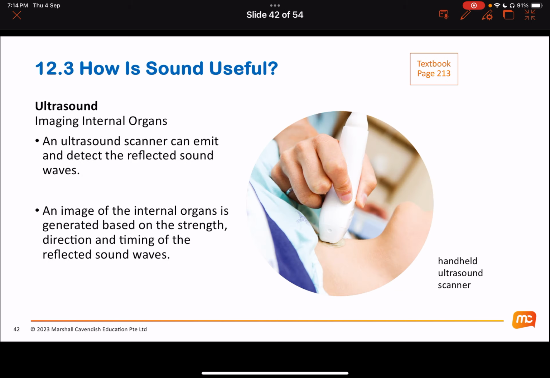Okay, next one is imaging of internal organs. This one you can read on your own, right?